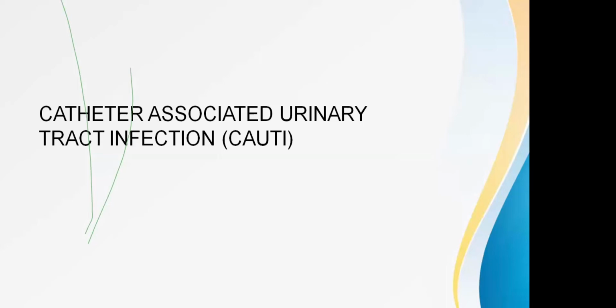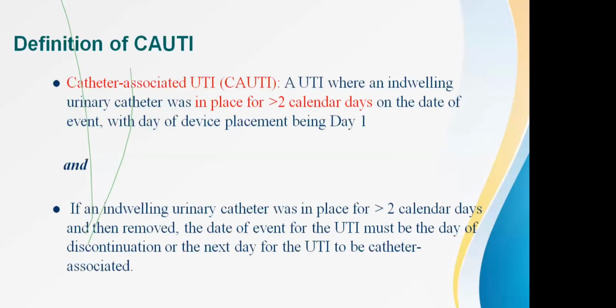First and foremost, we have catheter associated urinary tract infection, the first surveillance indicator I'll be talking about today. To define CAUTI, it is a urinary tract infection wherein an indwelling urinary catheter is in place for more than 2 calendar days, taking the day of placement as day 1 of the event. The day you are placing the device is day 1, and beyond 48 hours, where an indwelling catheter is already there, that is broadly defined as catheter associated urinary tract infection.